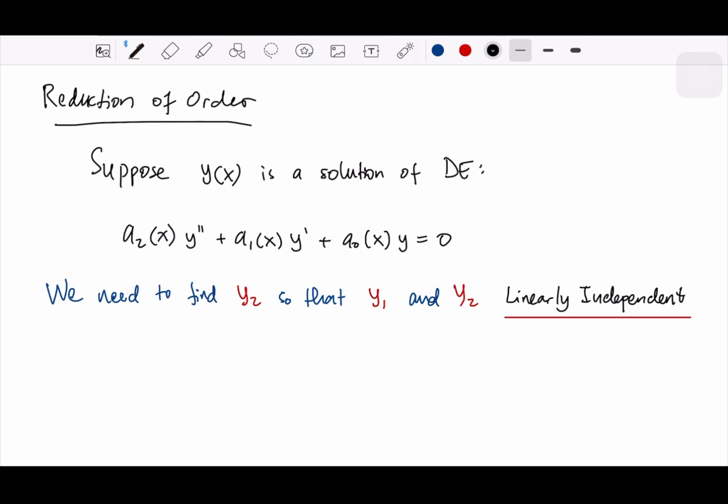Because y1 and y2 are linearly independent, they don't have a scalar ratio. So if I write y2 over y1, this will be non-constant. This is the first rule: the ratio of y1 and y2 should be non-constant. If it is constant, then they are linearly dependent, like we did, I think, in Tuesday's class. If it is not a constant, then perhaps it is another function.